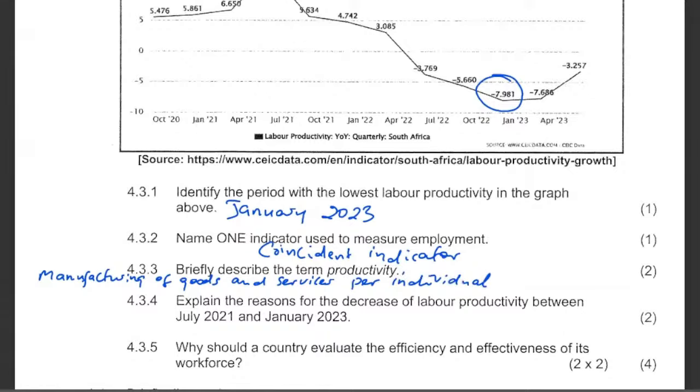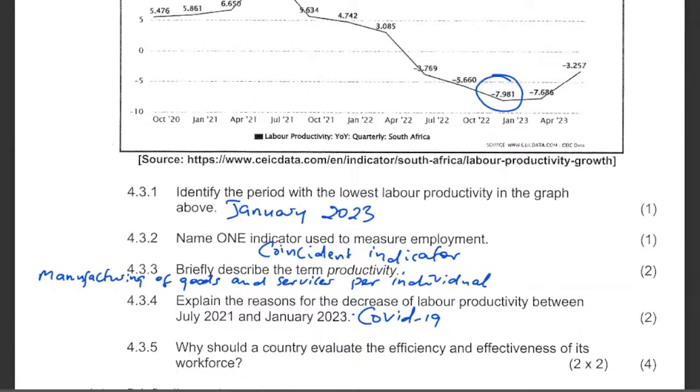Okay, right. So now let's move on to 4.3.4. Explain the reasons for the decrease of labor productivity between July 2021 and January 2023. One of the reasons that you can actually take into account here is because of COVID-19. So now COVID-19 is one of the reasons why we are having low labor productivity.